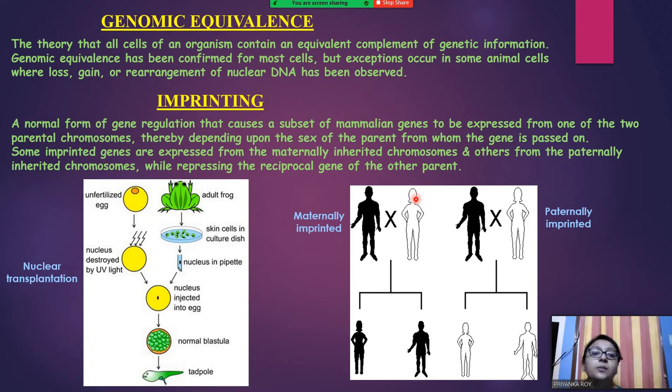So there are some genes which show imprinting. Like here, an example of body color is given. What happens if the gene is maternally imprinted? You can see that the father is black and the mother is white, and their offspring are black. Why? Because the maternal gene is imprinted or inactivated, and only the paternal gene is being expressed. What if the body color gene is paternally imprinted? Then what will happen?